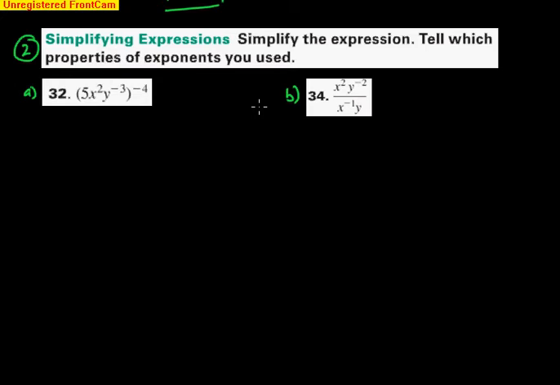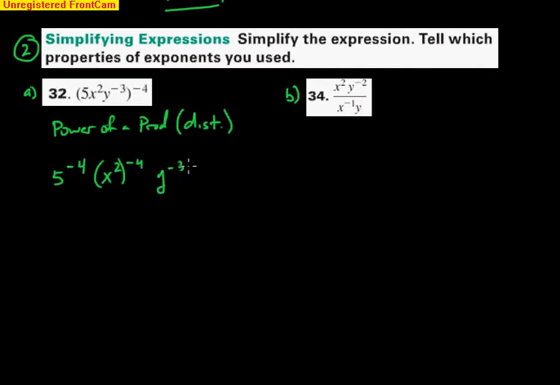We're going to simplify these, and now these involve some variables and some numbers. So if I look here, this is a power of a product. This negative 4 needs to be distributed to each part of the product. So when you have a power of a product, it's like distribution. So the 5 is part of this multiplication. The 5 gets the negative 4. The x squared, and notice I'm going to put that in parentheses, gets the negative 4. And the y to the negative third, parentheses, gets the negative 4.